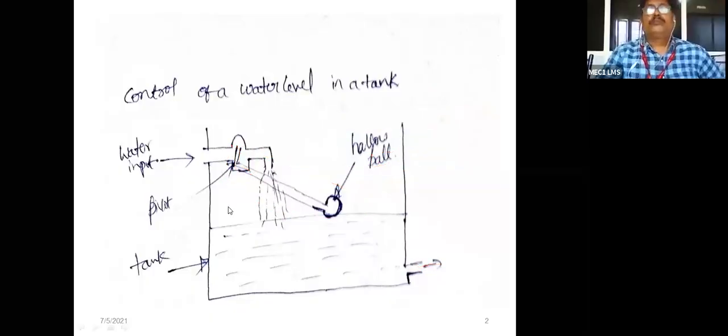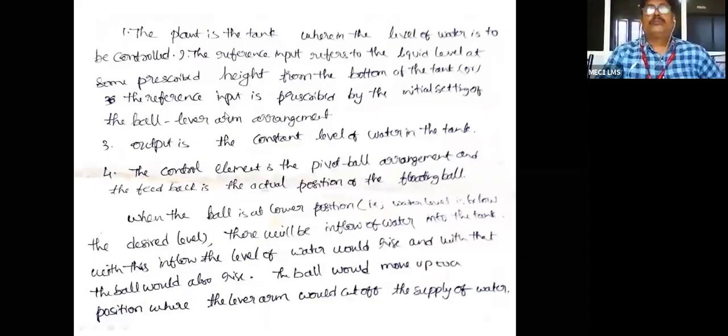See here, this is the arrangement. This is the description of the control of water level in the tank. What is the parameter here? The level of water is to be controlled. And the reference input, what is the reference input? The liquid level at some prescribed height from the bottom of the tank. We have to prescribe some height. That is the reference, that is the input we have to give. The reference input is prescribed by the initial settings. And here the output is a constant level of water in the tank. It is important.